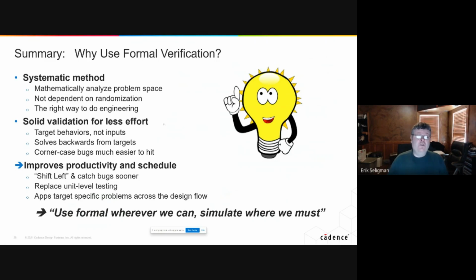So overall, with formal, you can improve your productivity and your schedule. You can shift left to catch bugs sooner. You can replace a lot of unit level testing with formal verification. And as we saw, we have a lot of apps to target specific problems across the design flow. So the philosophy is, as I mentioned, use formal wherever we can and only simulate where we must.